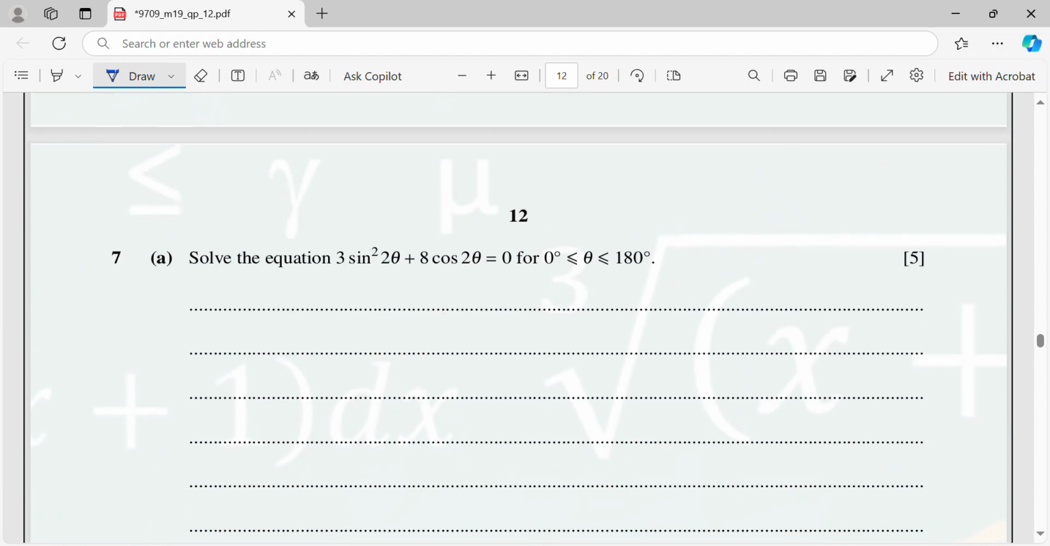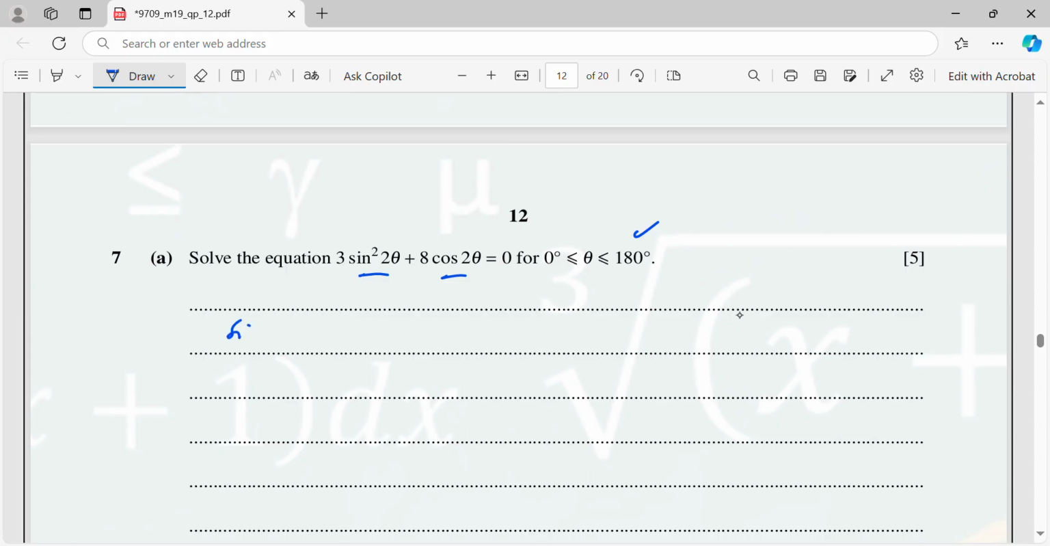Question 7a. Solve the equation 3 sine squared 2 theta plus 8 cos 2 theta equals 0 for theta defined from 0 to 180 degrees. Okay, so now since we have degree 2 for the sine 2 theta and degree 1 for the cos, that means now here I need to eliminate the sine squared 2 theta because the cos 2 theta is with degree 1, so I have to keep that term.